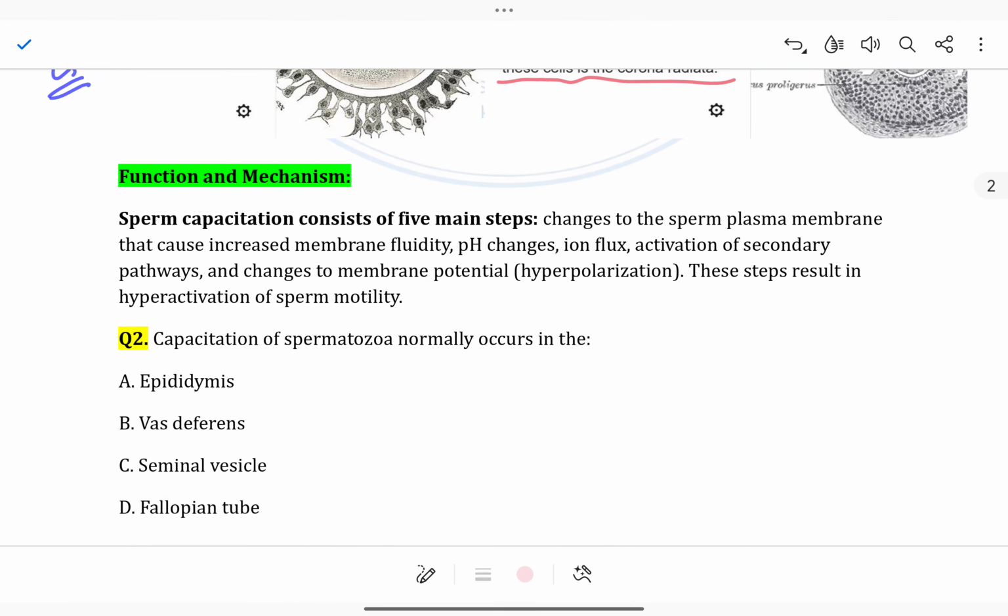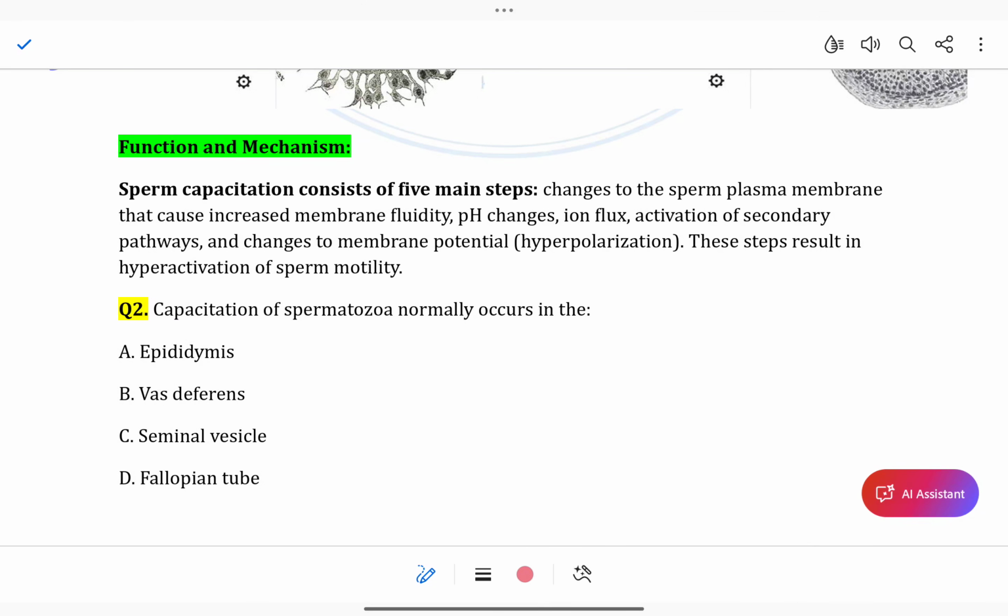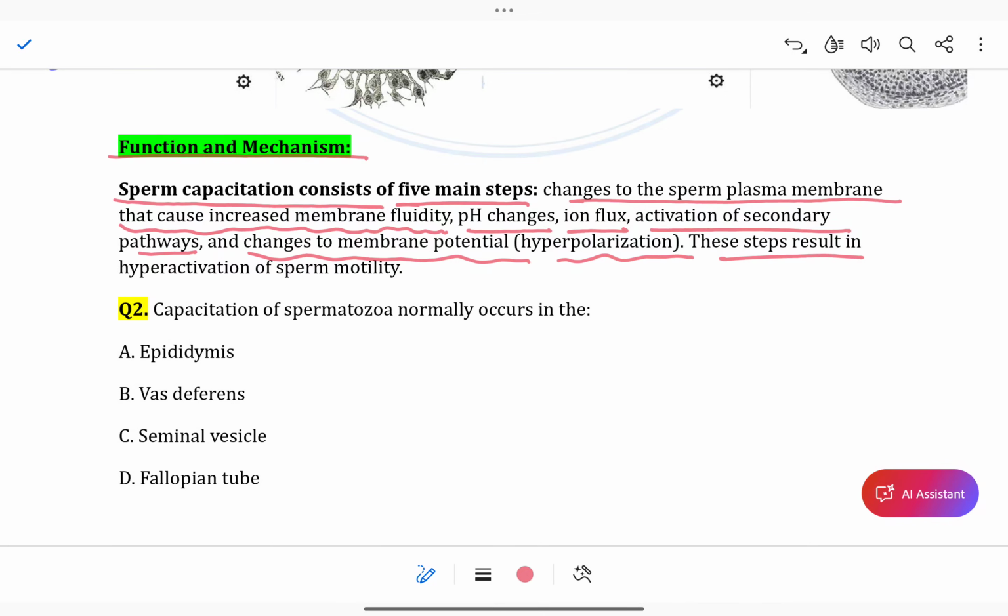Come to the function and mechanism. Sperm capacitation consists of 5 main steps: changes to the sperm plasma membrane that cause increased membrane fluidity, changes in pH, ion flux, activation of secondary pathways, and changes to membrane potential, hyperpolarization. These steps result in hyperactivation of sperm motility. All these steps are very important for the hyperactivation of sperm motility.